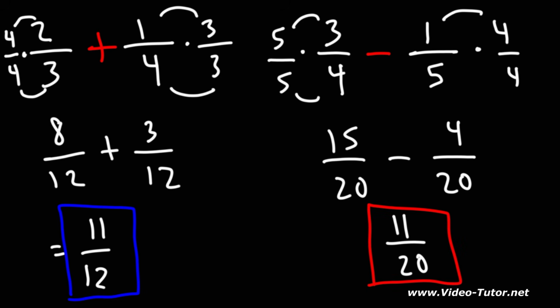So that's how you can add or subtract two fractions. The key here is to get common denominators.